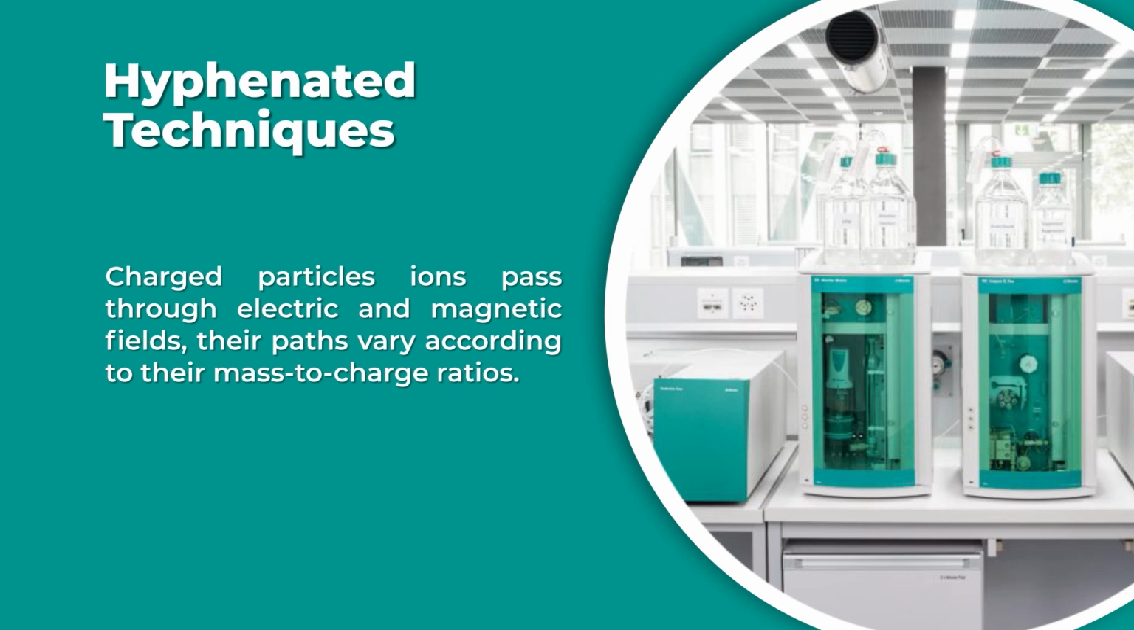One can create the libraries, taking the standard sample, having the complete mass spectra, create the library, and when one receives an unknown sample, always go back to the library and check it. The charged particle ions pass through electric and magnetic fields. Their paths vary according to their mass to charge ratio. And remember, mass to charge ratio is unique.